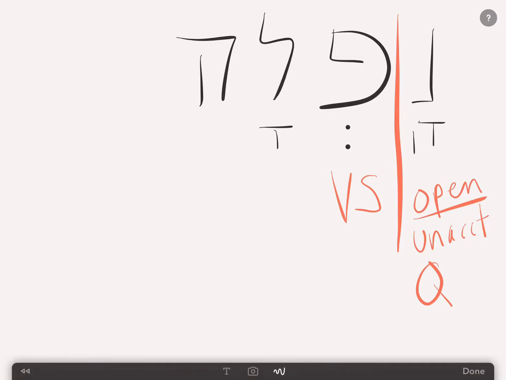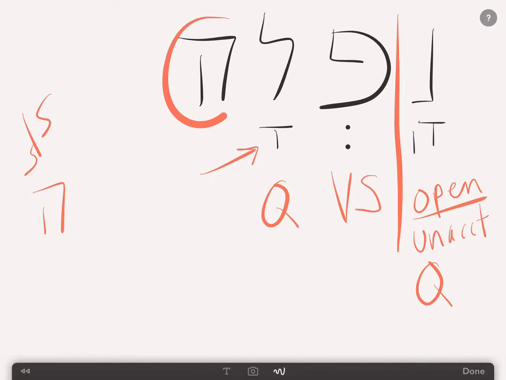And then the other T symbol we have, this one here, is also a kametz. It's in an open syllable. Remember that syllables are open if they end in a vowel or an aleph or hey. This one ends in a hey, so indeed it is an open syllable. So the final syllable here actually breaks both rules. It's open and accented.